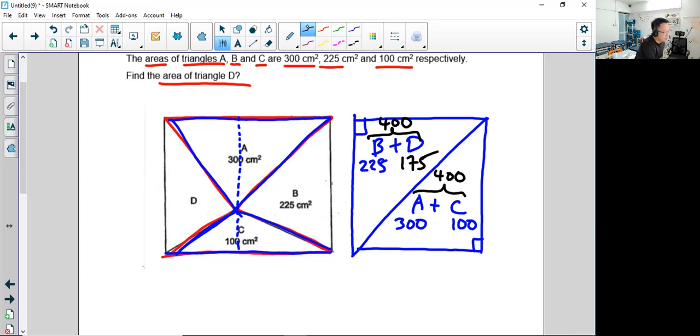And that's how you get the area of triangle D. So yeah, 175 centimeters square. So what's the method here? To know how to draw a right angle triangle, to know how to redraw a triangle into a right angle triangle, and also to know how to combine a few triangles that may share a common side. If the triangles share a common side, then we can also redraw them into a right angle triangle.